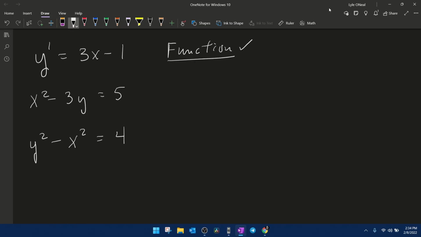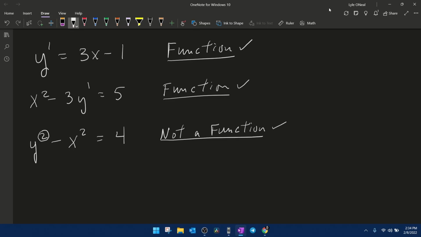The second example, again, y has a 1 for a power. I said if y has an even exponent, it's not a function, so this will be a function. And for the last example, notice that y here does have an even exponent, and so this would not be a function.